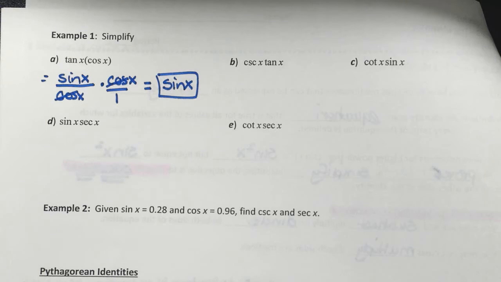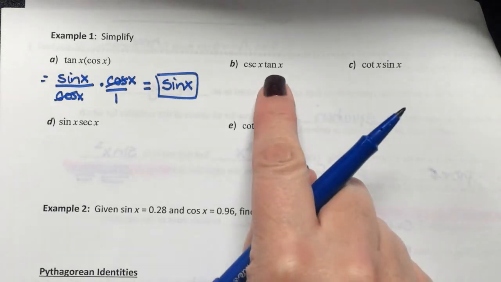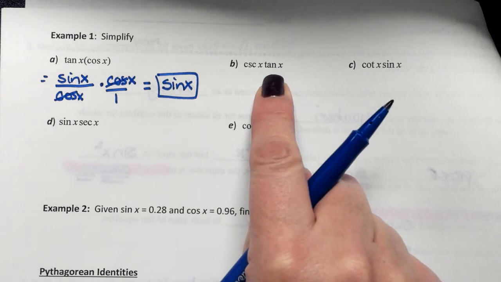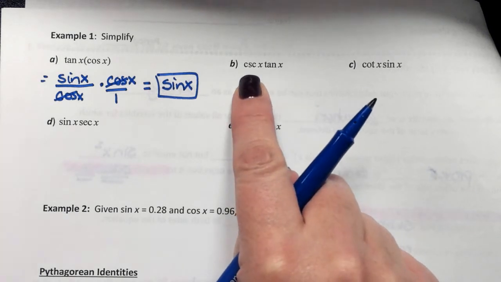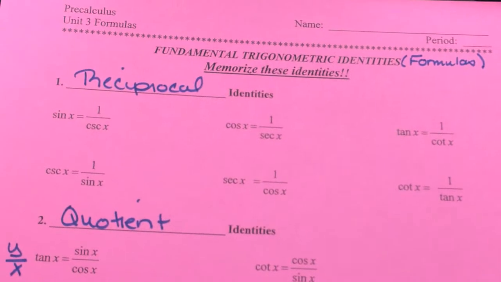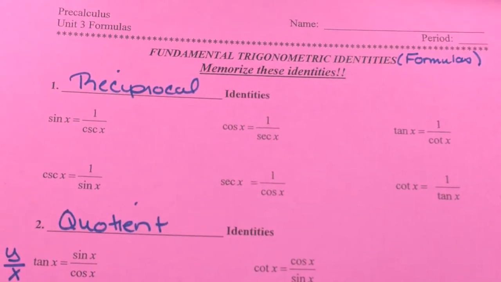So let's take a look at B. We have cosecant times tangent. So let's try changing everything into sine and cosine. What is cosecant equal to? Looking on your sheet, is there a way to change cosecant into a sine or a cosine?